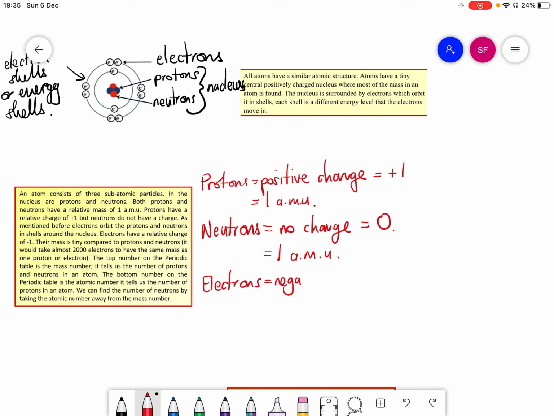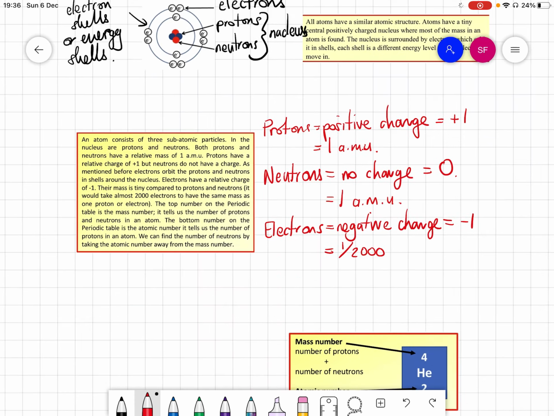Our electrons have a negative charge. And if we were to write our negative charge, we would write it as a -1. However, electrons, unlike our other two subatomic particles, have a very, very small mass. They are tiny compared to our protons and neutrons. We would write the mass of an electron as 1/2000. They are almost 2000 times smaller than a proton or a neutron. So they really don't contribute to the mass of the atom. They're there only in part with their negative charge and to help with properties such as reactivity.